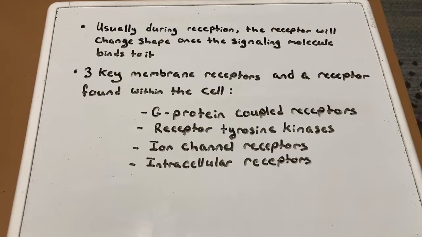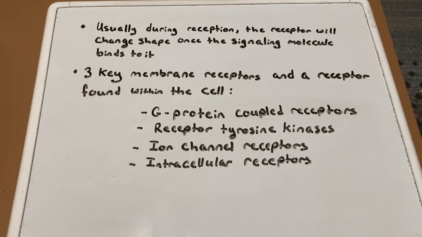Next, we will talk about some important concepts in regards to the reception process of cell signaling. Usually in the reception stage of cell signaling, the receptor will change shape once the signaling molecule binds to it. This shape change is usually the initial transduction within the signaling. It is also important to note that most signal receptors are plasma membrane proteins.